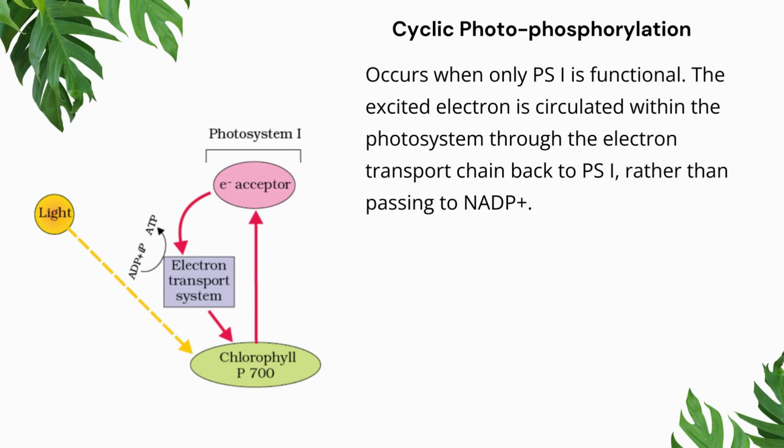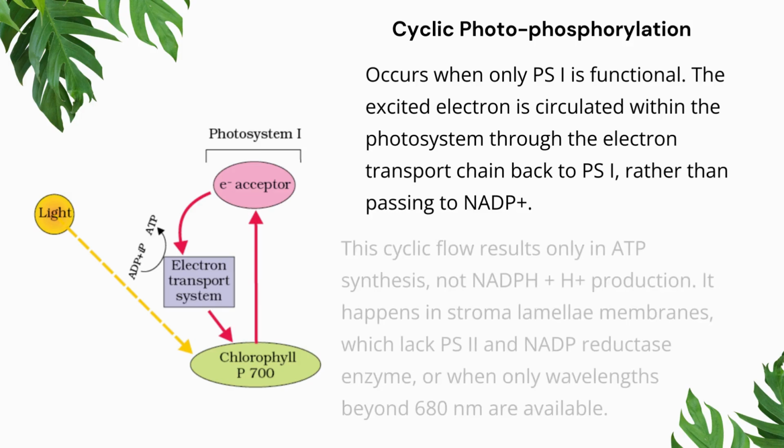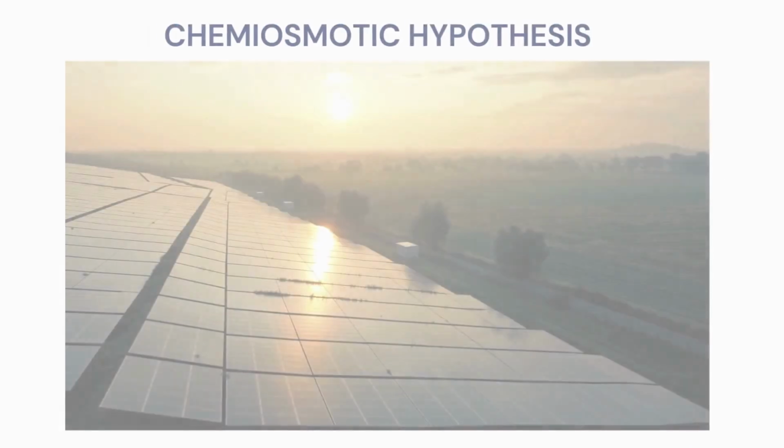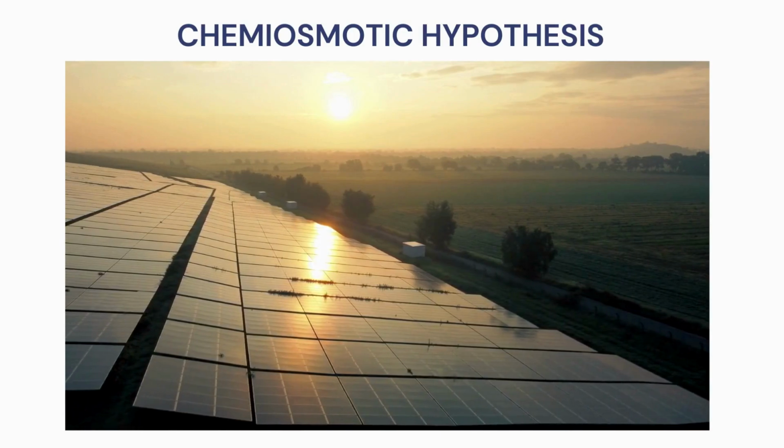and H+. Cyclic photophosphorylation occurs when only PS1 is functional. The excited electron is circulated within the photosystem through the electron transport chain back to PS1 rather than passing to NADP+. This cyclic flow results only in ATP synthesis, not NADPH and H+ production. It happens in stroma lamellae membranes, which lack PS2 and NADP reductase enzyme, or when only wavelengths beyond 680 nanometers are available.